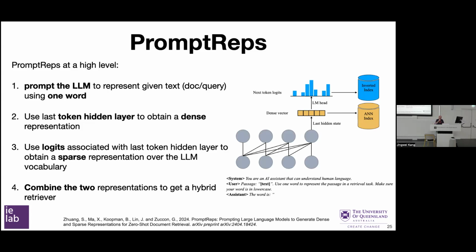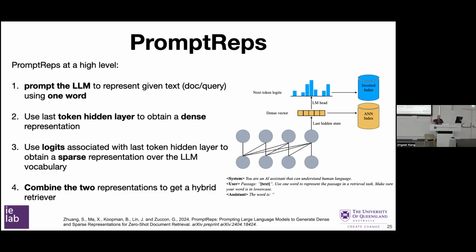So the idea at a high level is you prompt the LLM to represent a given text, say a document, and you say, oh, represent it only with one word. So you look at the prompt here, you say you have an AI system that can understand your language. Here is the passage. Use one word to represent the passage in a given task. Make sure the word is lowercase. You say the word is, and then you get it to generate just one word for that passage.